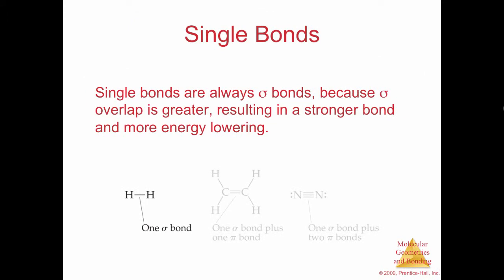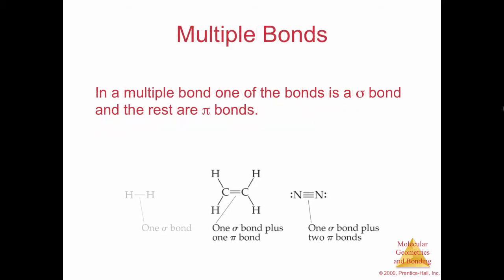Again, single bonds are always sigma bonds because sigma bond overlap is greater. This results in a stronger bond and more energy lowering. Multiple bonds: in multiple bonds, one of the bonds is a sigma bond and the rest are pi bonds. So in a double bond, you have 1 sigma and 1 pi, and in a triple bond, you have 1 sigma and 2 pi bonds.